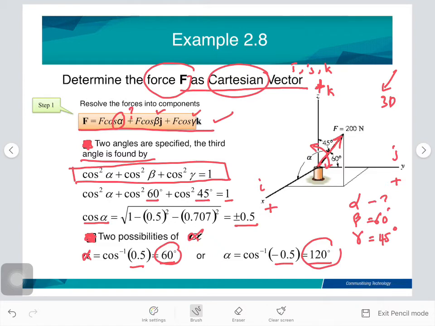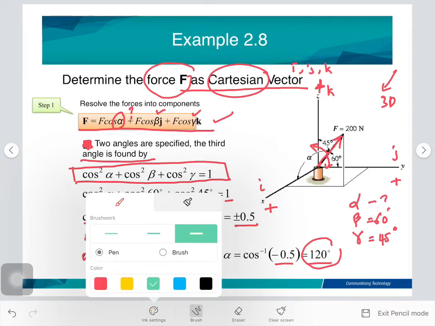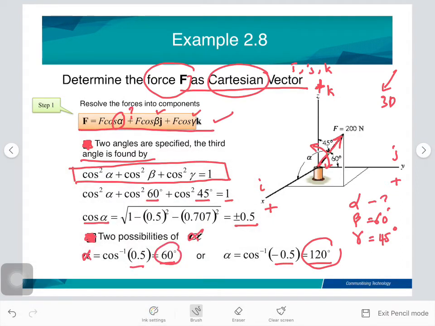So you need to refer to this axis. Now, our alpha is positive or negative? This is I direction. So this alpha here is positive. So if positive, we need to choose alpha is equal to 60. You got it?